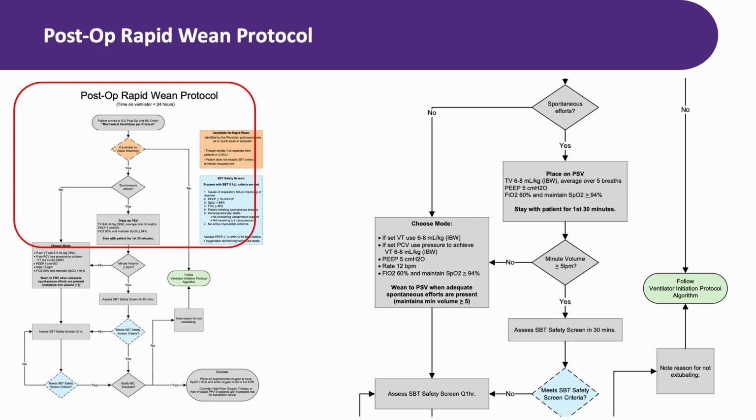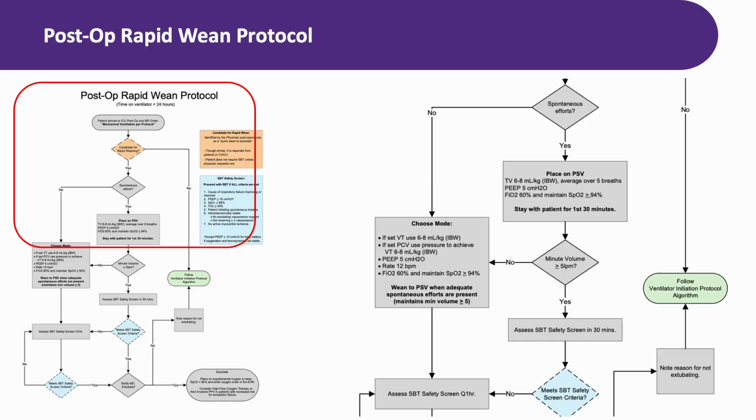Now, let us follow down the other pathway on the post-op rapid wean algorithm. This one's for patients who are not spontaneously breathing upon arrival to the ICU and who cannot manage adequate minute ventilation on their own. Look at the flowchart. If the patient is not spontaneously breathing or if they're unable to maintain a minute ventilation of more than 5 liters per minute, you're going to set them up on a control or assisted mode with the following settings.